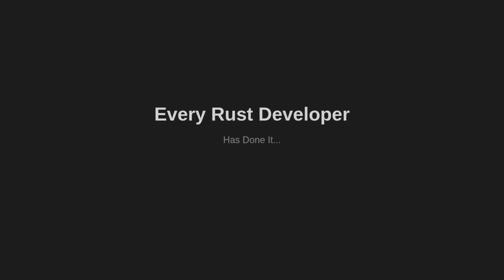Every Rust developer has done it. Your code does not compile. The borrow checker is angry, and you just slap a .clone() method on it. Problem solved, right? Well, maybe, but here's the thing most Rust tutorials don't tell you.